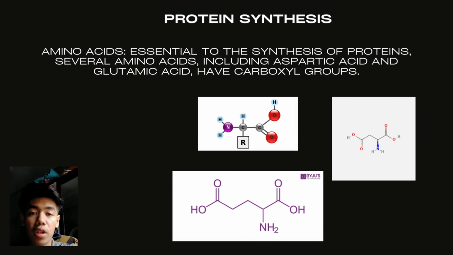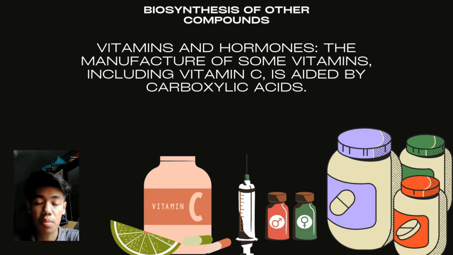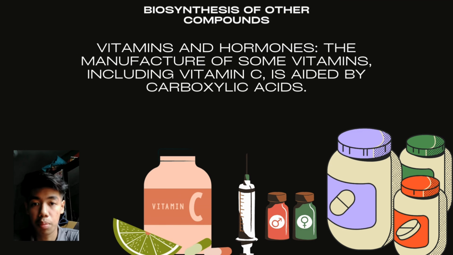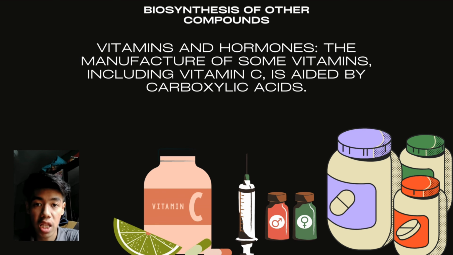Next is protein synthesis. Amino acids are essential to the synthesis of protein, and several amino acids, including aspartic acid and glutamic acid, have carboxyl groups. Next one is biosynthesis of other compounds. Vitamins and hormones. The manufacture of some vitamins, including vitamin C, is aided by carboxylic acid.